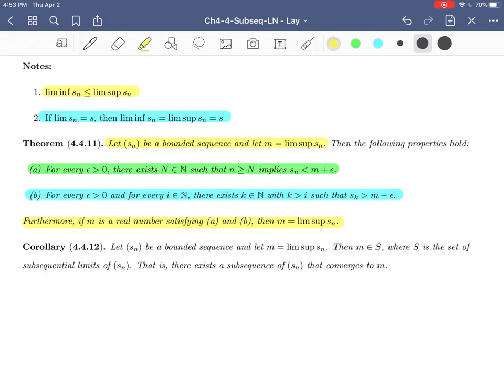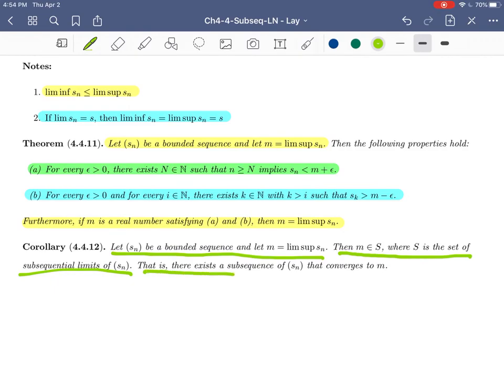As a corollary, we can say that whenever we have a bounded sequence with this limit superior M, then M is in S, where S is the set of all subsequential limits. So whenever we have this, M is a subsequential limit. And that is to say that there exists a subsequence of S sub n that converges to M.